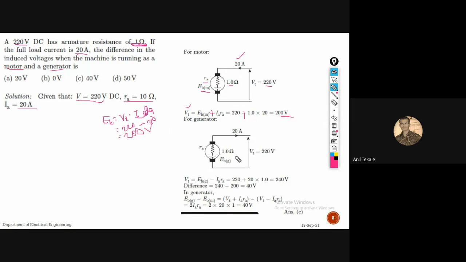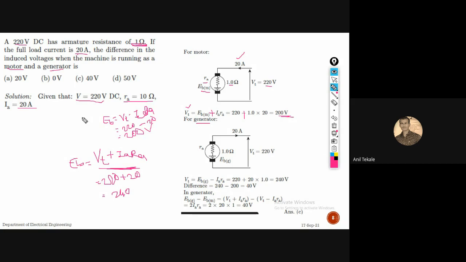So that is the value for back EMF. The back EMF is nothing but the induced voltage, right? Then go for the generator. So the only difference is that EB is equal to Vt plus IARA. The only difference is plus and minus, right? So here again Vt is equal to 220 plus IARA, which is 20. So overall voltage in case of the generator will be 240, right?